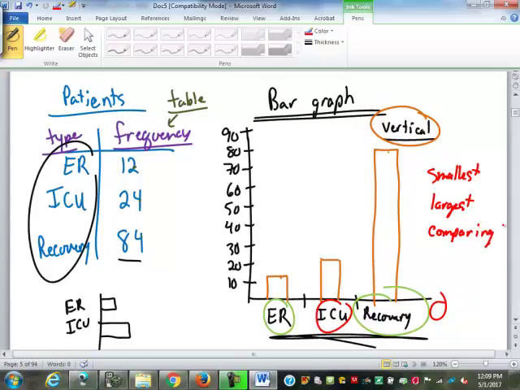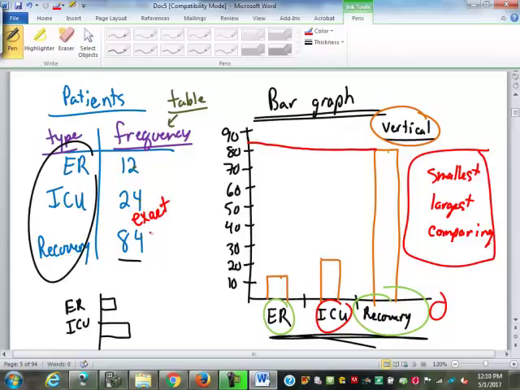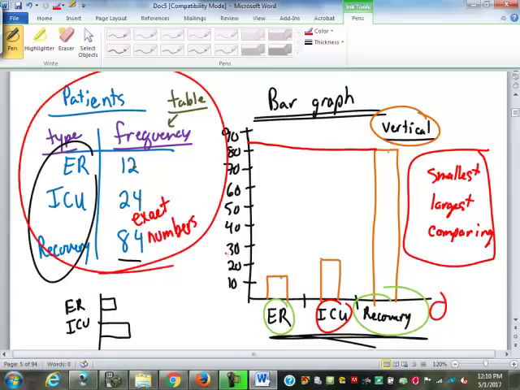What it's not good for, if I were to ask you how many people in the recovery room, well, you find that, you trace it over. Was that 83, 84, 85? What is it? It's not good for finding exact numbers. So while the graph is good for comparing, finding the smallest or largest, if you want exact numbers, that's where it's best to go back to a table.